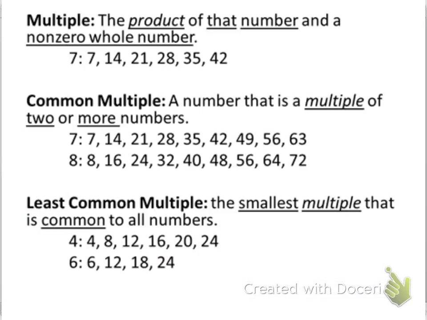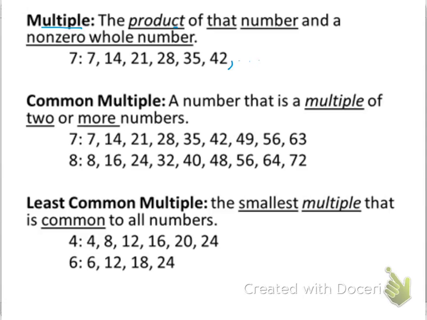Before we can talk about how to find the least common multiple, we need to talk about what it means. A multiple is very different from a factor. It's actually the opposite of a factor. It is the product of that number and a non-zero whole number. For example, the multiples of 7 are 7, 14, 21, 28, 35, and 42. They continue on till infinity.